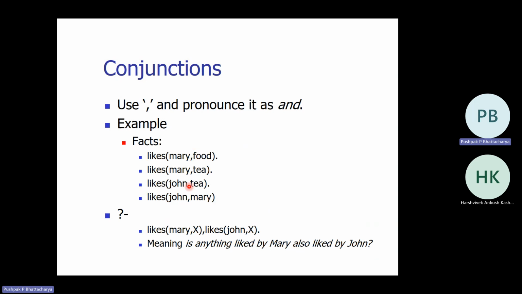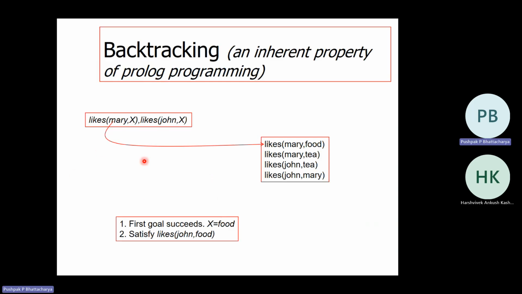If you consult the facts here, you can see that John likes tea and Mary likes tea. So tea is the common answer. The way this will proceed is that there are two goals to be satisfied: likes(mary, X) and then likes(john, X). In trying to first satisfy the first goal, X will get bound to something, and then likes John and that something will be searched for in the fact base. That is how it will proceed, but then backtracking will happen.